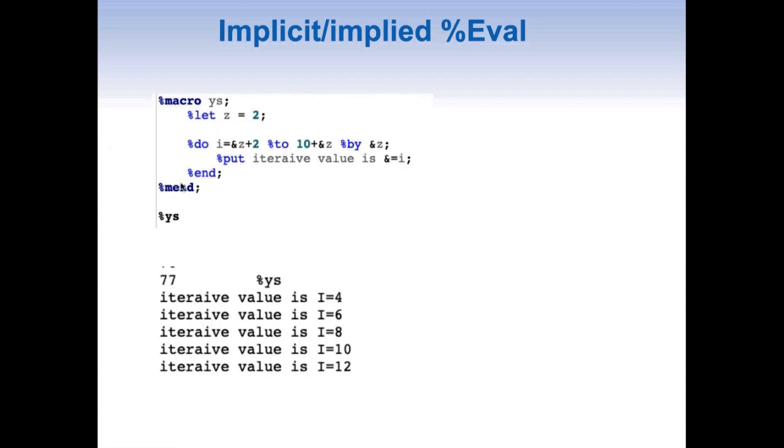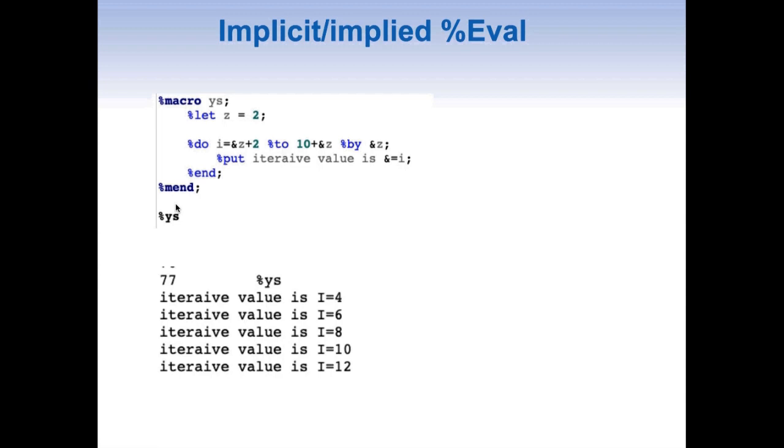Here I have a macro. In this macro I am defining my macro variable %let z equal to 2, and I am also doing a %do loop wherein I am saying i equal to ampersand z plus 2 %to 10 plus ampersand z %by ampersand z. And I am also saying to put the value of this macro variable, and then I am ending this do loop, and finally I am ending my macro by using %mend.